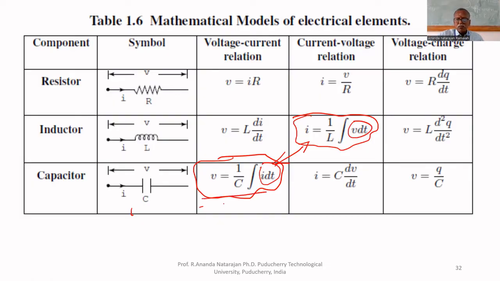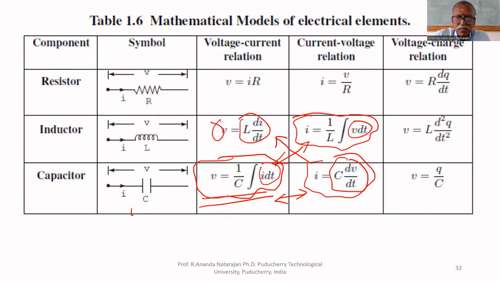If you differentiate on both sides, what will you get? This equation. C dV by dt you will get. If you differentiate on both sides, you will get dV by dt, and here you will get I. If you bring that C here, you can get this. So in the same way, you can remember this. Replace I by V, C by L. That way you can remember. So if you remember this one formula, you can get all the other three. But these three are important. Why? That we will see now.